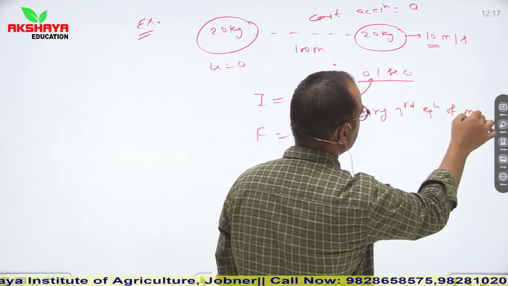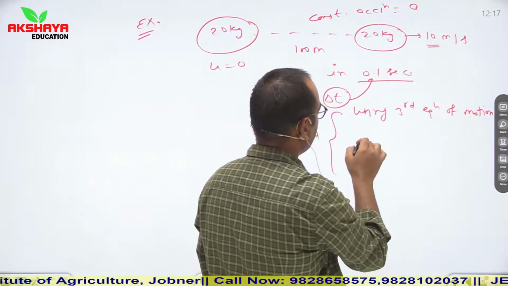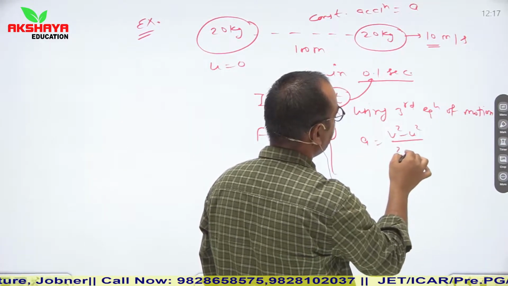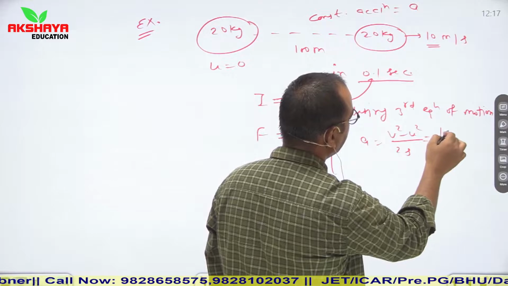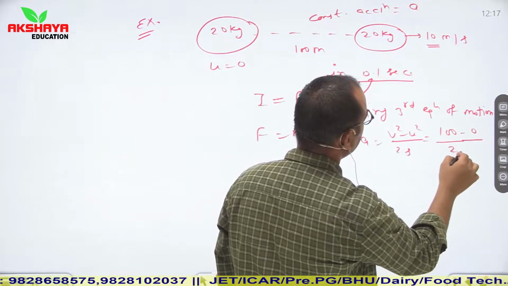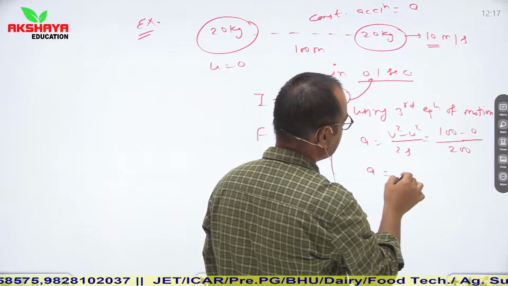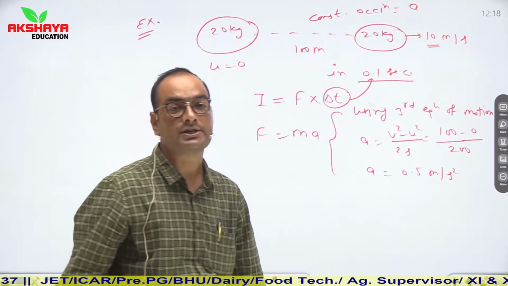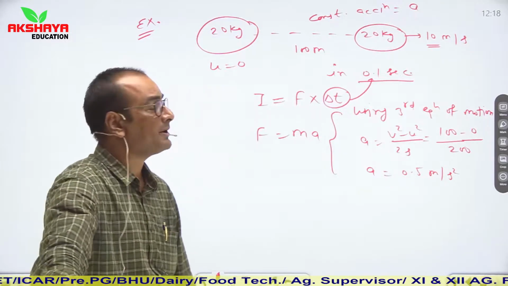third equation of motion, a is equal to v square minus u square upon 2s. So v square 100 minus 0 divided by 2s means 200. So acceleration is 0.5 meter per second square.